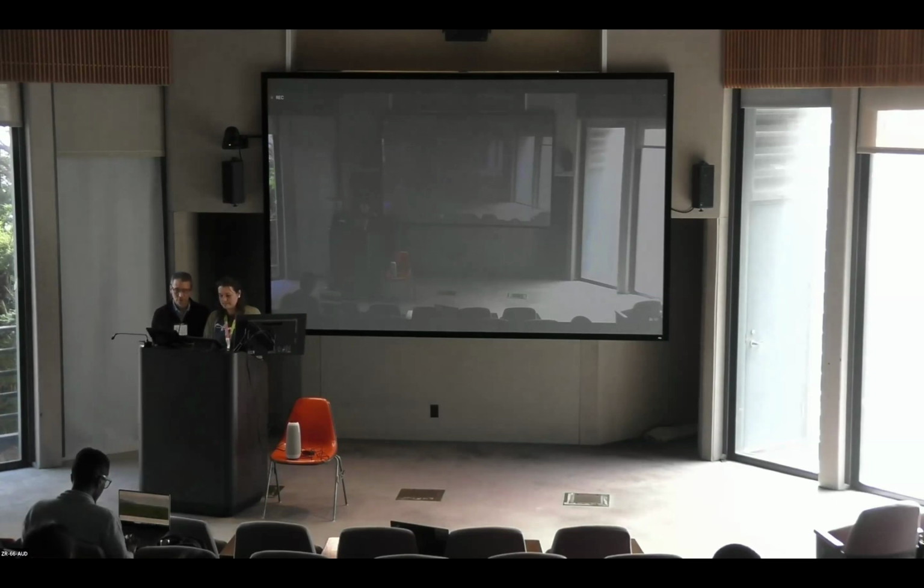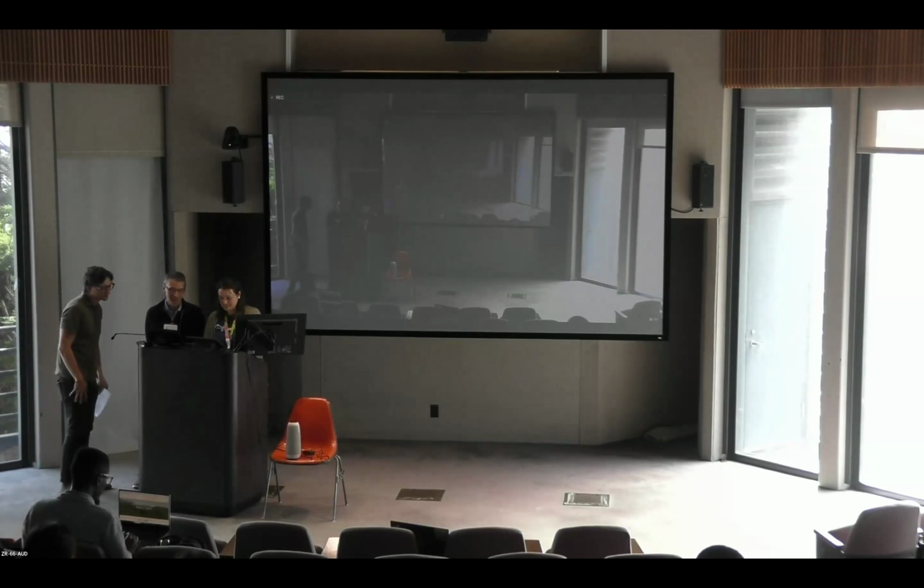I used to work down the hill at UC Berkeley, so it's nice to have a reason to get past security finally and come up the hill.